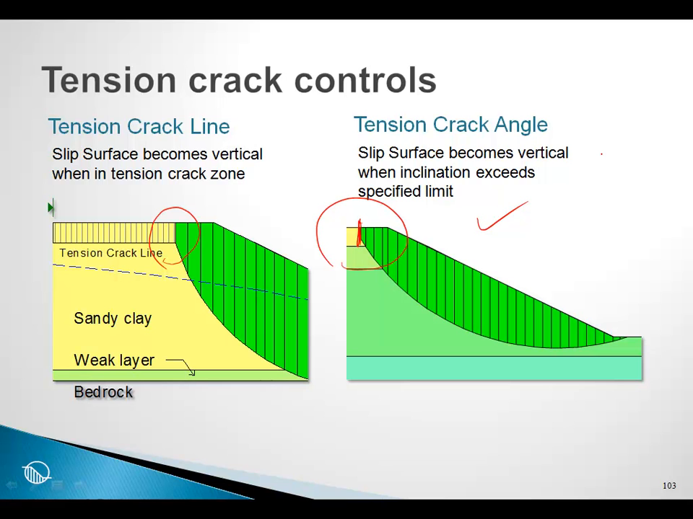Personally, I believe this is the best way to do it. It's a tension crack that is of variable depth depending on the shape of the trial slip surfaces, but once again this comes down to a personal preference as to what you wish to do and how you wish to define a tension crack in a Slope W analysis.